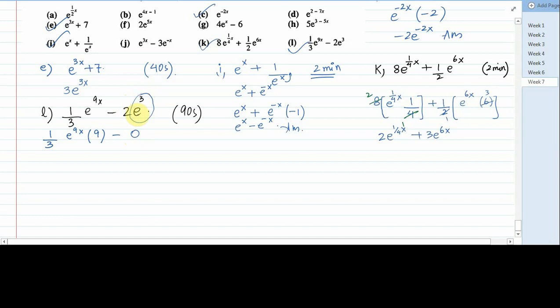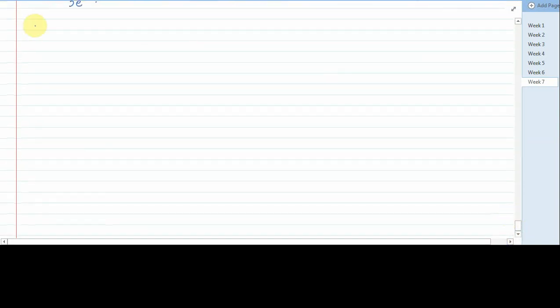2 is constant, e to the power 3 is constant. This whole term is a constant, and the differentiation of a constant is 0. So the leftover part we have 3 1s, 3 3s are 9. So it's 3 e to the power 9x, and that is your answer. Alright, now moving on towards the next question. It's question number 9.